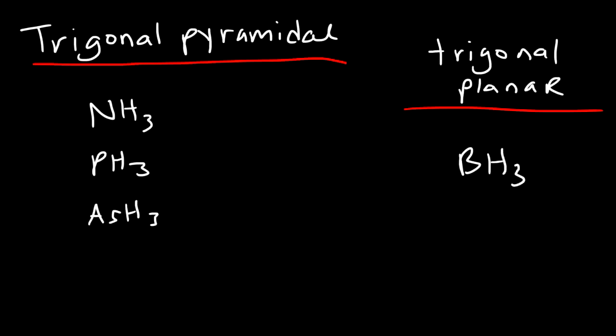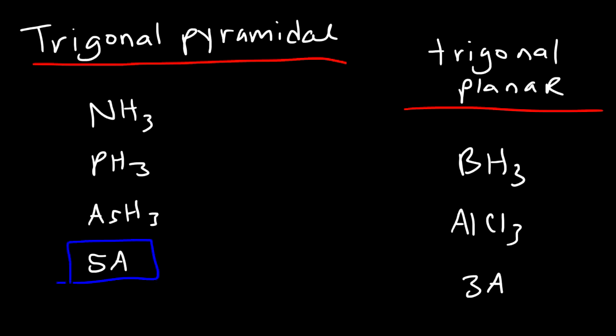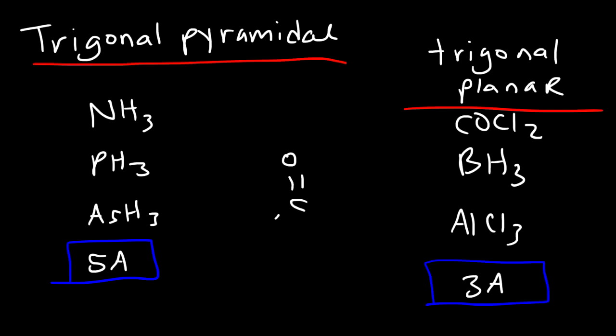Another example includes AlCl3. So these elements are in group 3A, and these elements tend to be in group 5A. So that's another quick way to identify which one is going to be trigonal planar and which one's going to be trigonal pyramidal, if there's no double bonds involved. Because we did have the example of COCl2, where the carbon attached to an oxygen had a double bond. If there are no double bonds, for the most part, these elements will be in group 3A, and these will be in group 5A. At least that's just a pattern I've seen.